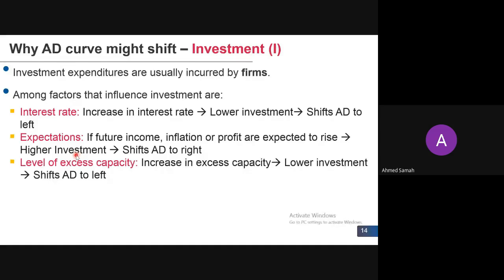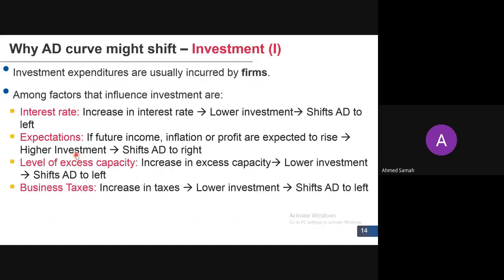When there are increases in business taxes, for example GST or business profit taxes, this will leave businesses with lower profits to invest. So it will reduce investments and shift the aggregate demand curve to the left.